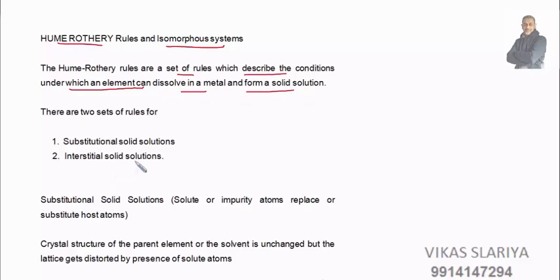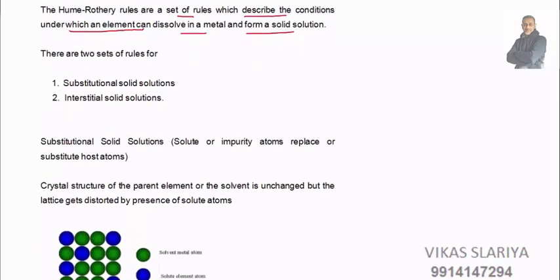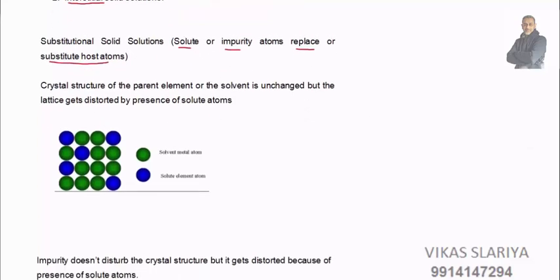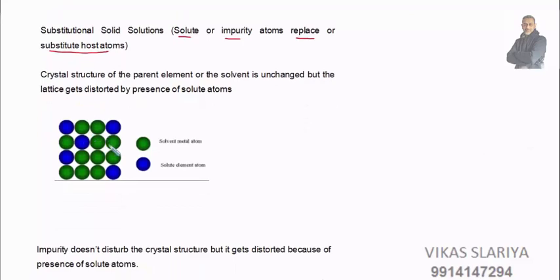Right? There are two sets of rules basically: substitutional solid solutions and interstitial solid solutions. What is a substitutional solid solution? Substitutional solid solution means solute or impurity atoms replace or substitute host atoms. Means we have an arrangement like this. The green colors are solvents and blue colors are solutes. Solute enters here and replaces the solvent metal atom. Okay, so colors are defined over here. So all these blue have replaced the green.